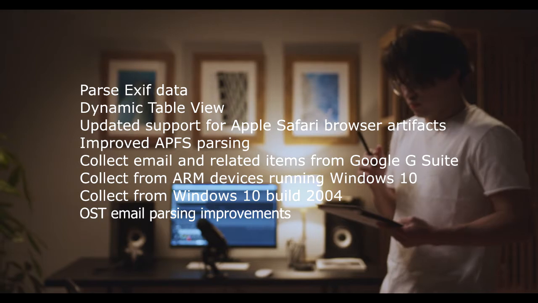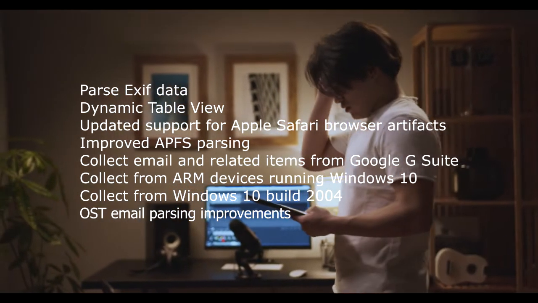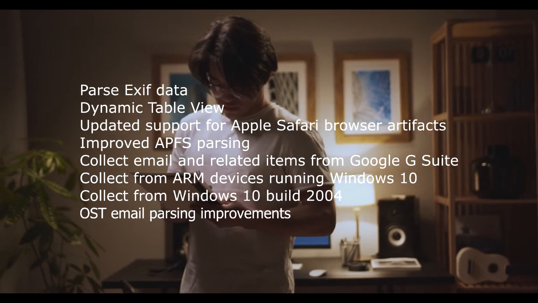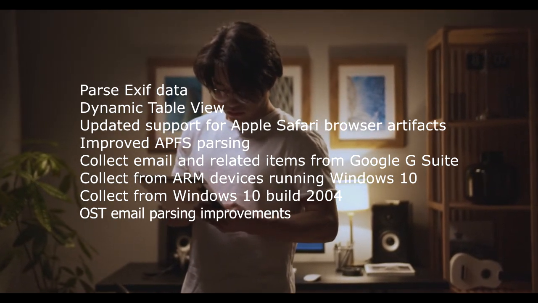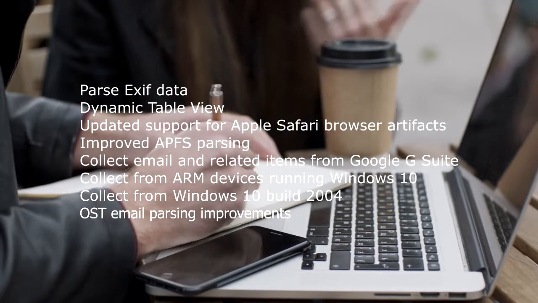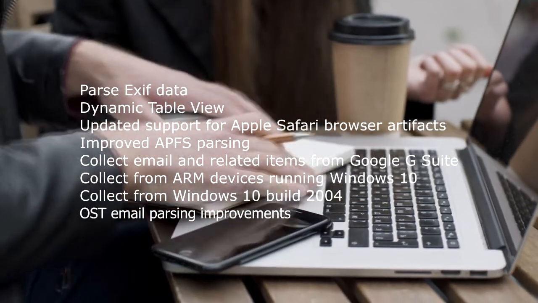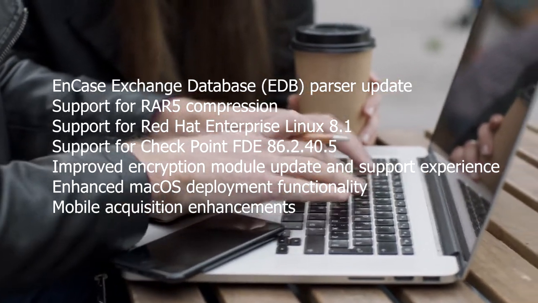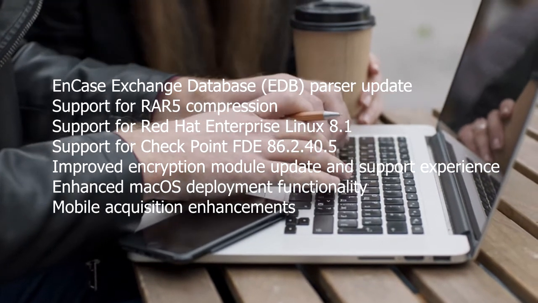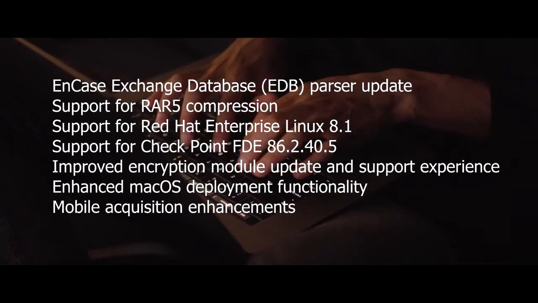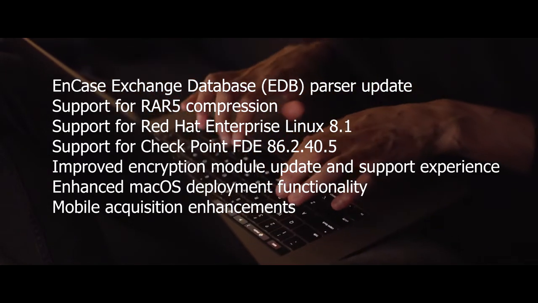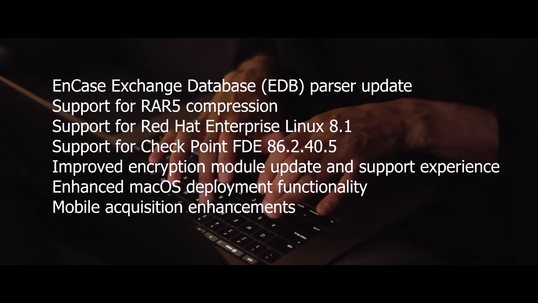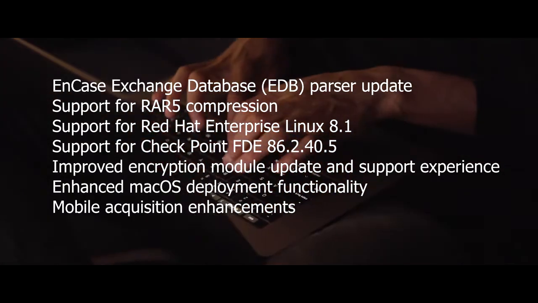Parse EXIF data, Dynamic Table View, updated support for Apple Safari browser artifacts, improved APFS parsing, collect email and related items from Google G Suite, collect from ARM devices running Windows 10, collect from Windows 10 build 2004, OST email parsing improvements, Encase Exchange Database EDB parser update, support for RAR5 compression, support for Red Hat Enterprise Linux 8.1, support for Checkpoint FDE 86.2.40.5, improved encryption module update and support experience, enhanced macOS deployment functionality, and mobile acquisition enhancements.